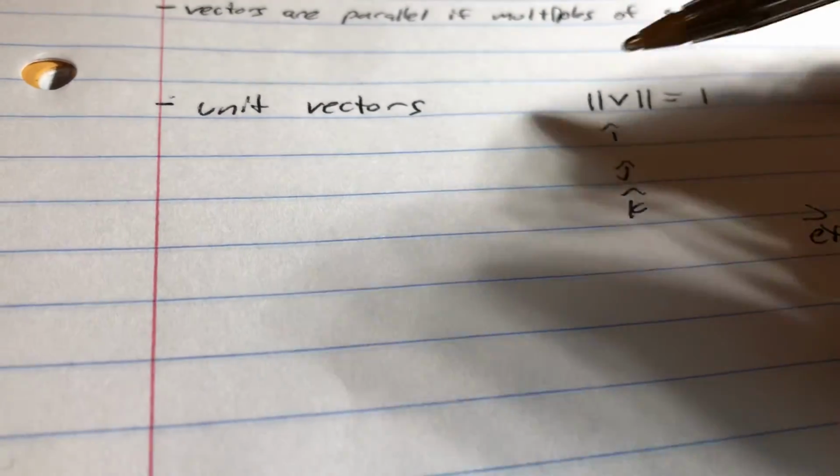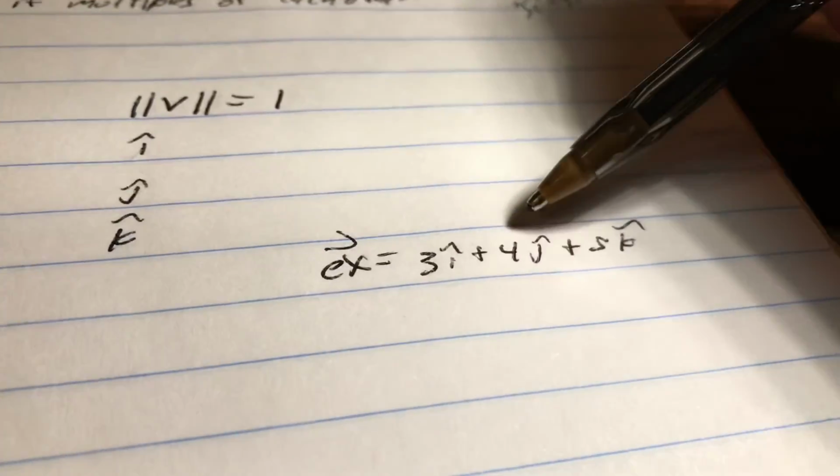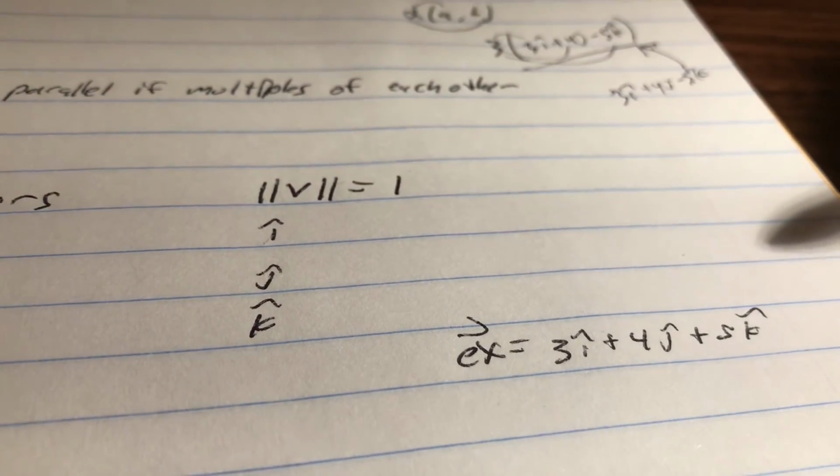My favorite form of vectors is the unit vectors, where the magnitude equals 1, and that's this i hat, j hat, k hat stuff going on.